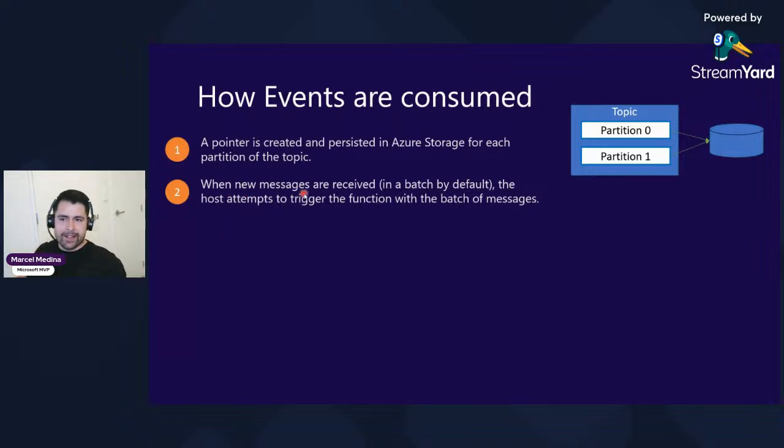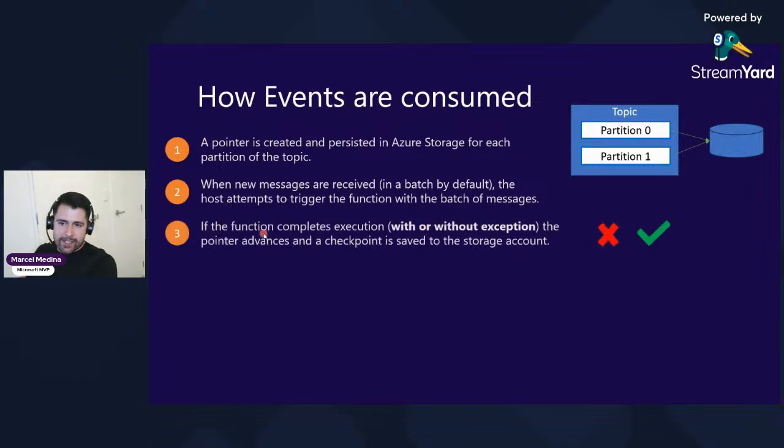Okay, so when it says in here, when new messages are received in a batch by default, the host attempts to trigger the function with the batch of messages. Important point here: if the function completes the execution with or without the exception. That's an important consideration because the Azure function works with batches. If things have executed successfully or not, the pointer advances and a checkpoint is saved to the storage accounts. It progresses, meaning that if you don't handle exceptions, you're going to lose those events. So it is important, when you're implementing, that you consider alternative scenarios, exception scenarios, okay?